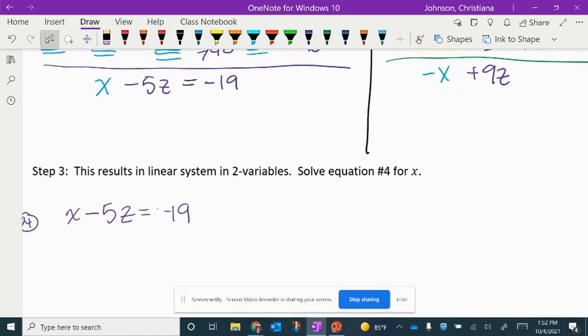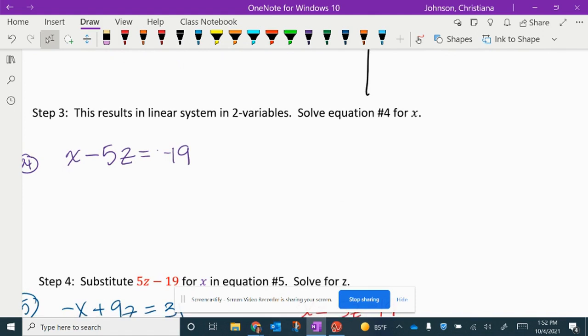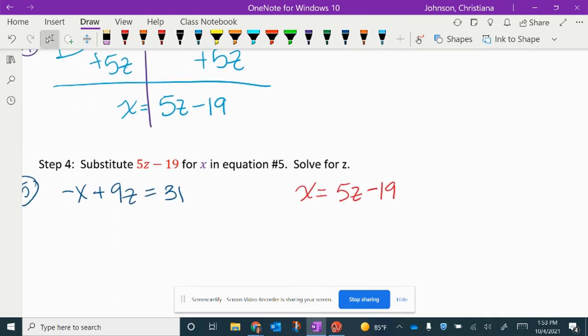So we're going to take our fourth equation, which was the first one we solved for, and we're going to solve it for x. So again, we're going to move anything that is not x away from x. So we're going to add the 5z to the other side, but again, you cannot add the 5 to the 19 because they are two different groups. So x is positive 5z minus 19. And now we're going to substitute what we have for x, 5z minus 19, into the fifth equation so that we can solve for z.